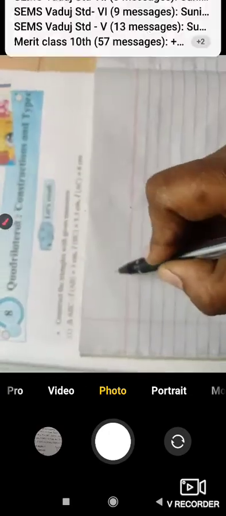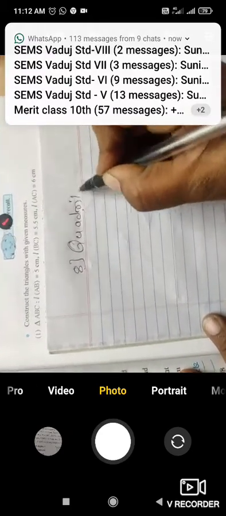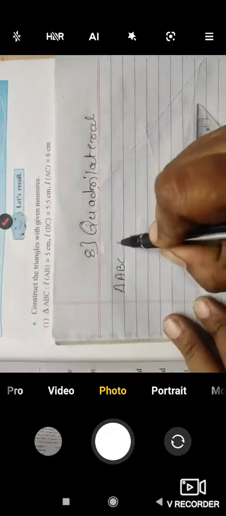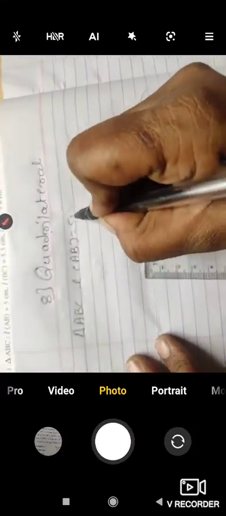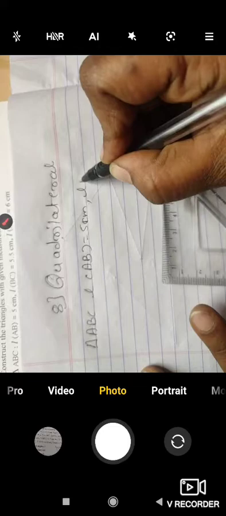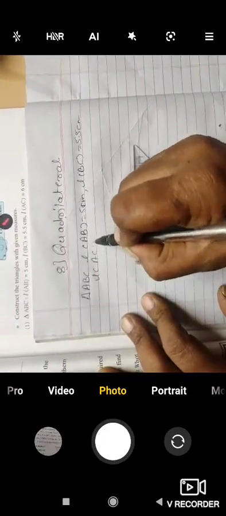So this lesson number is 8, the quadrilaterals. Here we have to draw the triangle ABC. In triangle ABC, length of AB is equal to 5 centimeter, length of BC equals 5.5 centimeter and length of AC is 6. How to draw the triangle, we will see.